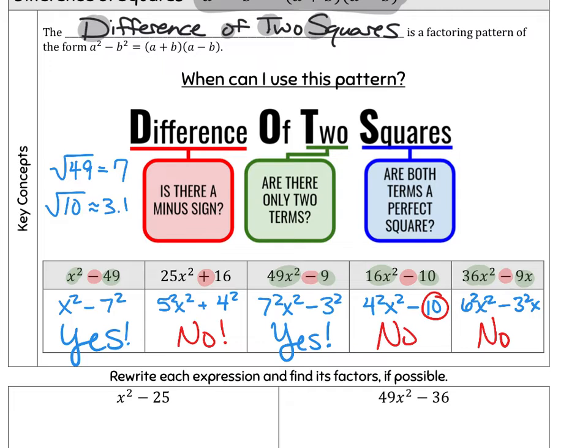Okay, so every single part has to be a perfect square. So this is why it's a no.